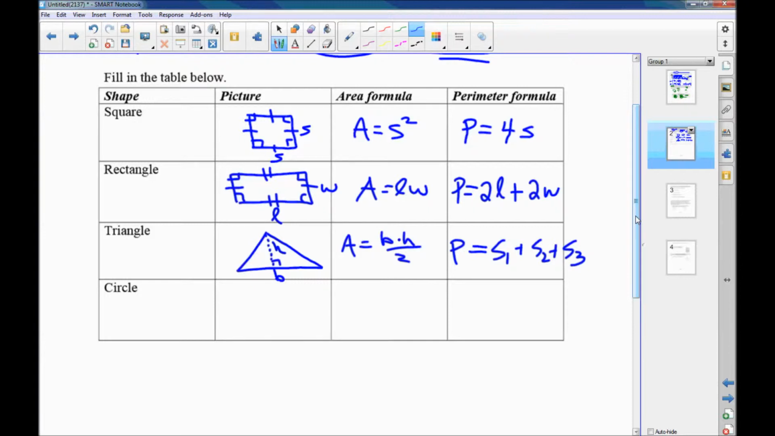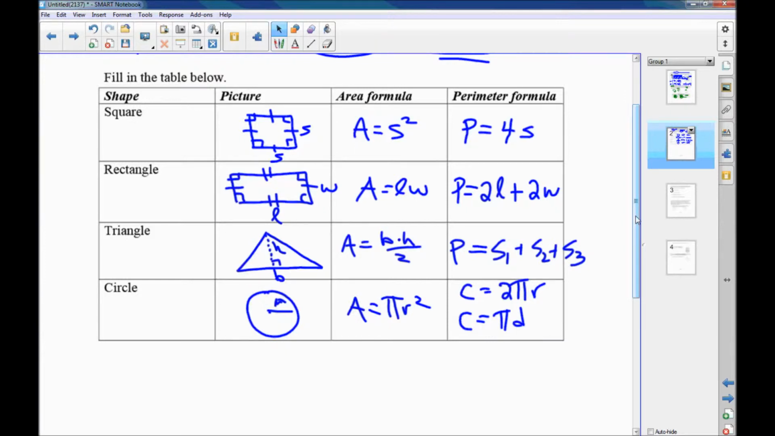All right, and then our last part is a circle here. For a circle, we would need to know the radius usually. So the area of a circle is pi times the radius squared. And for the circumference of the circle, we're going to have 2 formulas here, although they mean the same thing and get the same number. One of them is 2 times pi times the radius, and the other is pi times the diameter. And the diameter is all the way across the circle, so it's 2 radiuses.